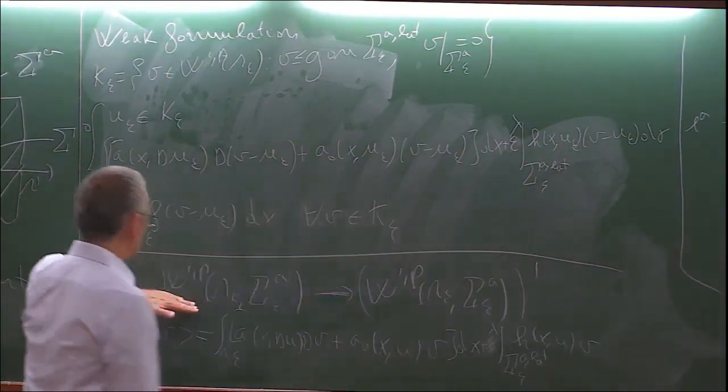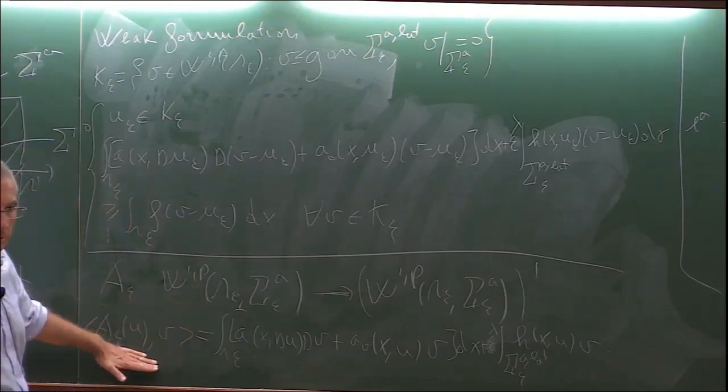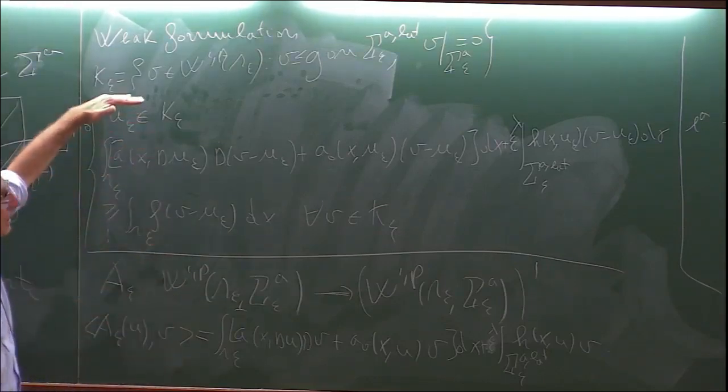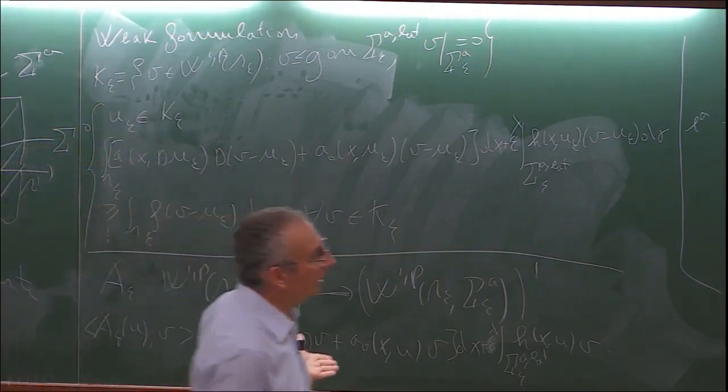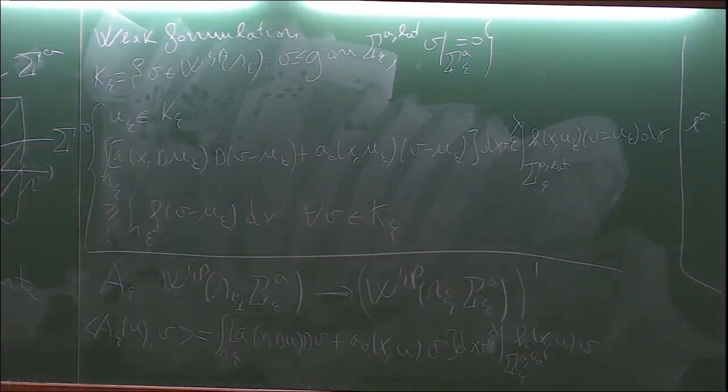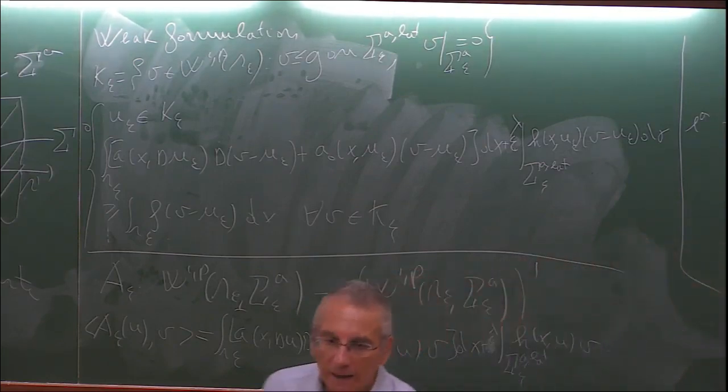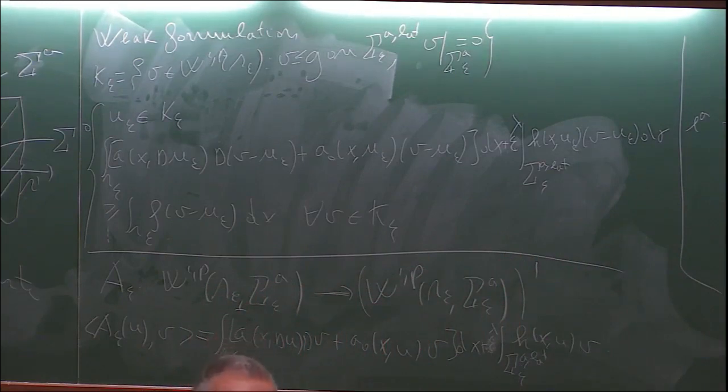This is the space. This is the functional. Our convex set is this one. In the next lecture, we will prove that this functional is coercive, continuous, bounded, and strictly monotone. And we have the existence, the uniqueness, and also we are able to obtain a priori estimates.